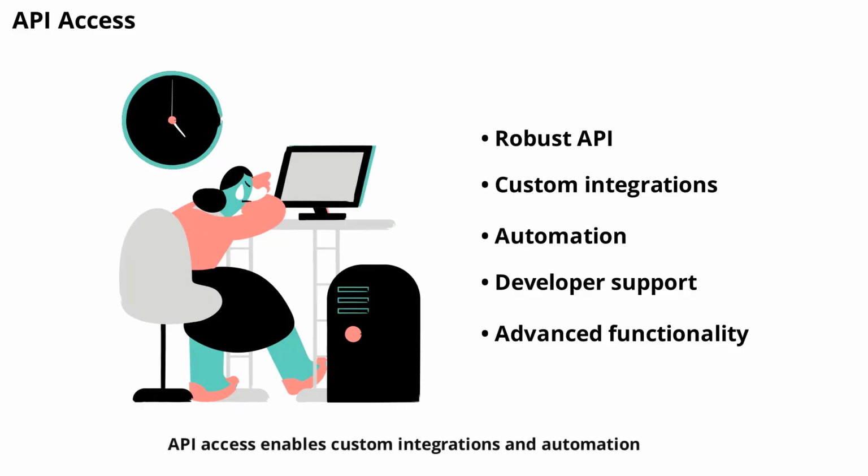API access enables custom integrations and automation. Airtable provides a robust API for developers to connect with other apps and build custom solutions. Notion's API is newer, but supports integration with external tools. For small businesses with technical resources, API access can unlock advanced functionality. We'll discuss API features and use cases.